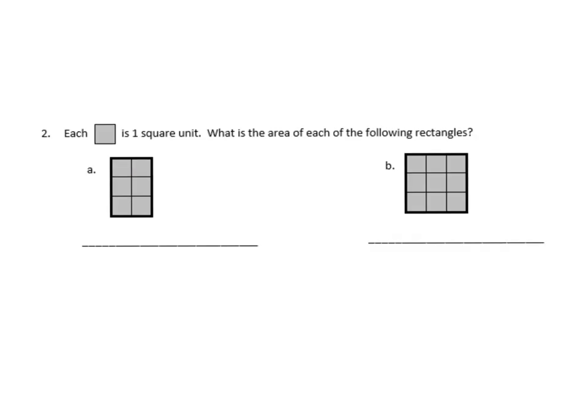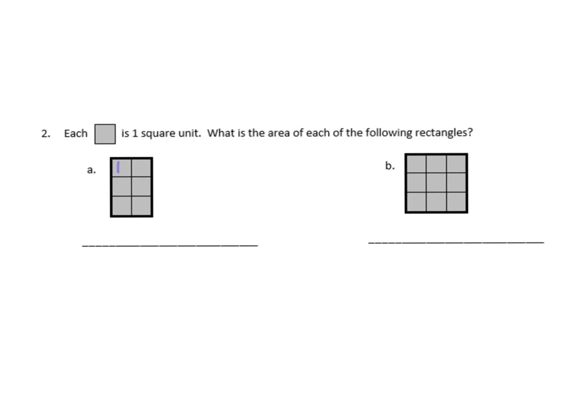Let's take a look at number 2. It says each square is 1 unit square. What is the area of each of the following rectangles? Go ahead and solve letter A and letter B on your own. Remember, you can count the squares. Don't forget to put your label at the end. Pause the video while you work and replay when you are ready or if you get stuck.